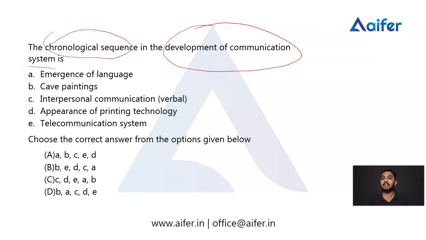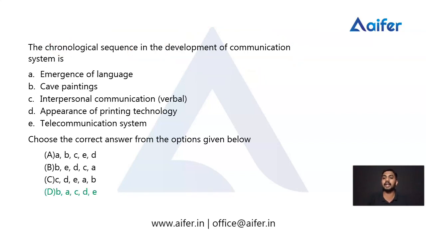These options are not given in a chronological sequence, so we need to rearrange these things into chronological order. Which one comes first, which comes next, and which comes last. We need to find out the chronological order in the development of a communication system. If you have the answer, you can comment the answer. Let's check the answer now.